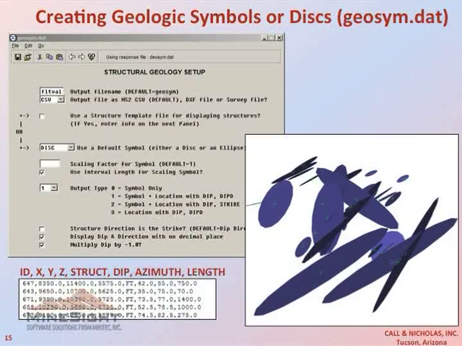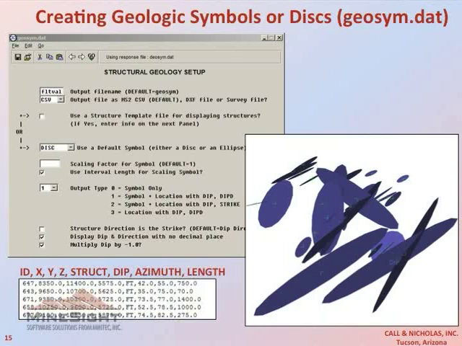Another tool that we've used with the oriented core data is this geosim.dat, where it'll take an input file: just an ID, XYZ, structure type, the dip, azimuth, and length. The length you can set to whatever you want. If you have a longer structure that you want to be more dominant, you can set that length higher and make the disk represent the actual length of the structure. It's all pretty straightforward.